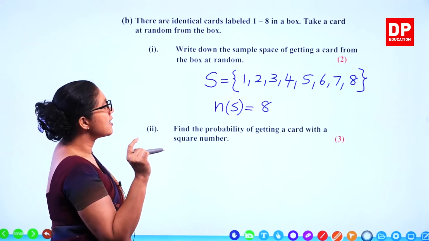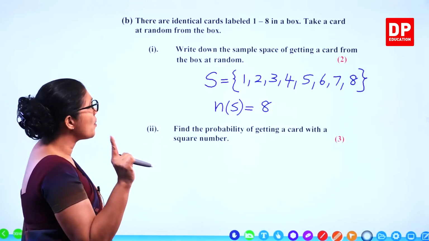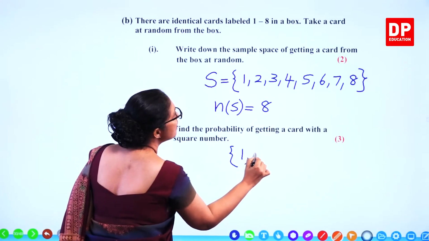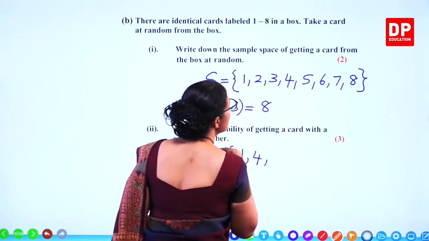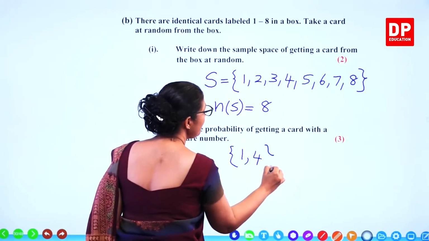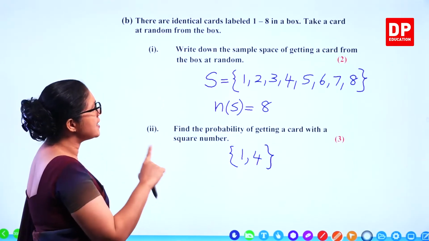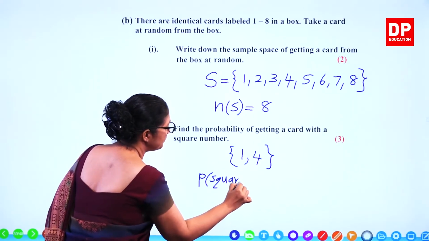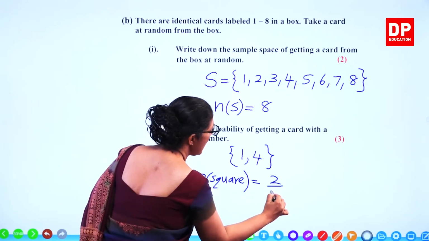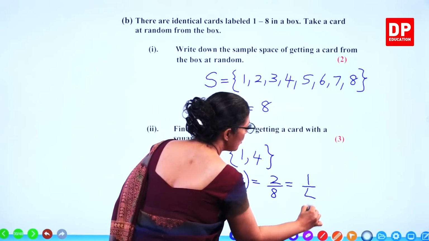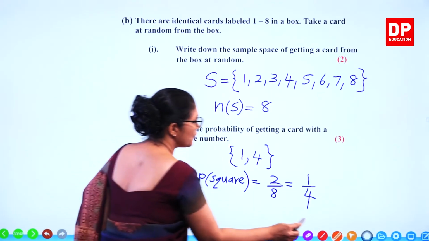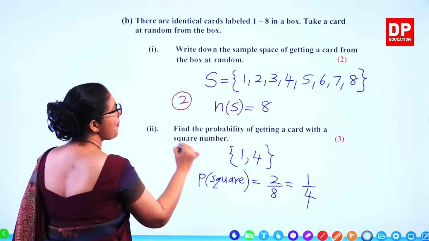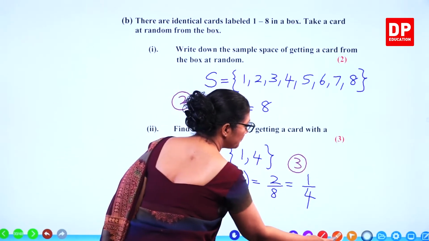Find the probability of getting a card with a square number. So what are the square numbers here? So square numbers are 1, 4. That's all. So 1 and 4. 2 square numbers out of 8. So what's the probability of getting a square number? 2 out of 8, 2 over 8 or 1 over 4. So you get 2 marks here and 3 marks for this one.